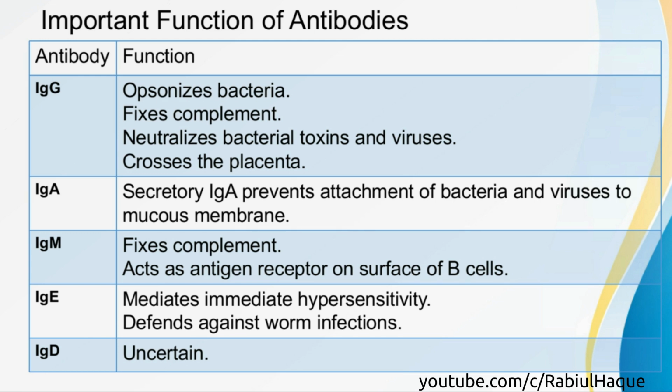What are the functions of immunoglobulin A? Secretory immunoglobulin A can prevent attachment of bacteria and viruses to mucous membrane. Immunoglobulin M can fix complement, and immunoglobulin M can also act as antigen receptor on the surface of B lymphocytes. What are the functions of immunoglobulin E? We have already mentioned that it mediates immediate hypersensitivity, and it also provides protection against worm infection. And the function of immunoglobulin D is uncertain.